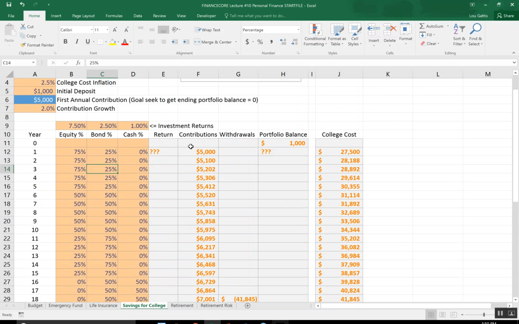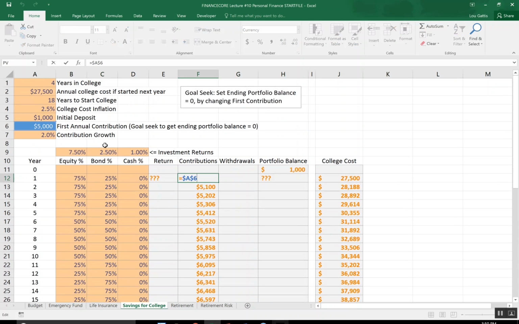So let's start this. Let's say that the first contribution is $5,000. Now we need to figure out what is the rate of return every year on the money. So what we could do is set up our portfolio here so that in the first year, the expected return on the portfolio that's invested 75% equity, 25% bond, and 0 cash is going to be equal to 75% of my money earning, I'm going to assume, 7.5% as the expected return on the stock market. That's my estimate.